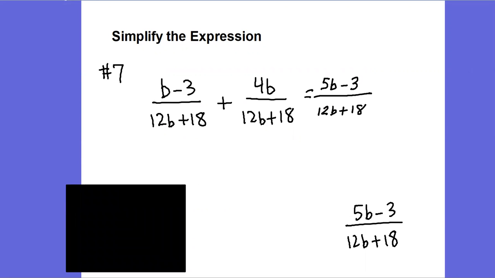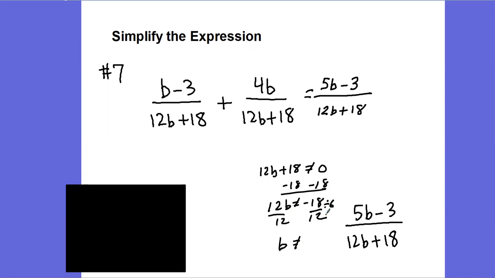One thing you might want to do is note the domain restriction. So the denominator cannot be 0. So find out, when does 12b plus 18 equal 0? If we just subtract 18 on both sides, I know that my 12b is not allowed to be negative 18, and divide both sides by 12. My b value, and we can simplify this, divide top and bottom by 6, would be negative 3/2. So my one domain restriction is that b is not allowed to equal negative 3/2.